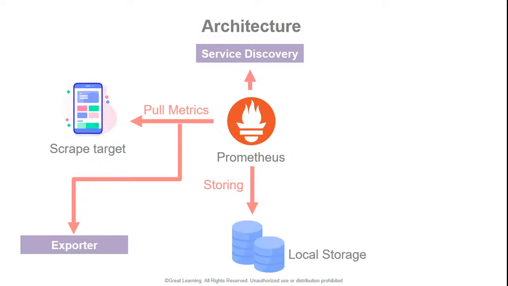And once it's stored in the local storage, it's going to go ahead and use PromQL to create visualization in your Grafana. So that's the difference over here, where Prometheus is basically looking for the targets. It's basically taking the data from the targets, but it's not the one doing the visualizations. It's just storing everything, all the metrics.